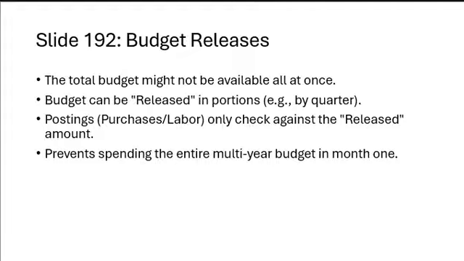Budget release. The total budget may not be available all at once, so the budget can be released in portions, like quarterly allocations. Posting is checked against the release amount, not the total budget. This prevents spending an entire multi-year budget in one month. The release process ensures control of spending across the project timeline and provides flexibility for long-term projects with phased funding.